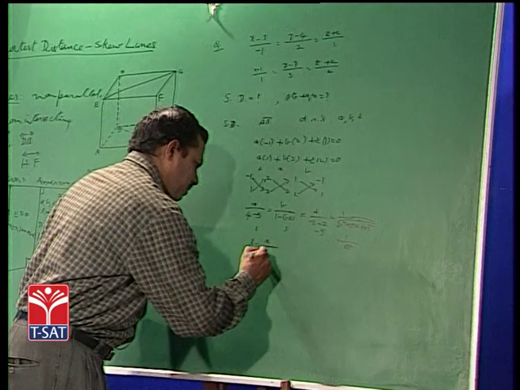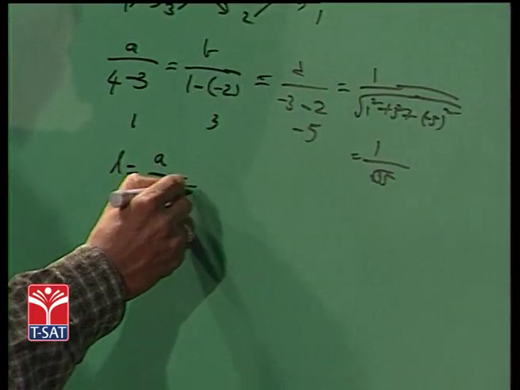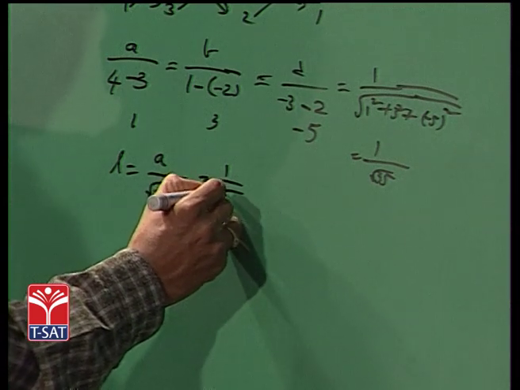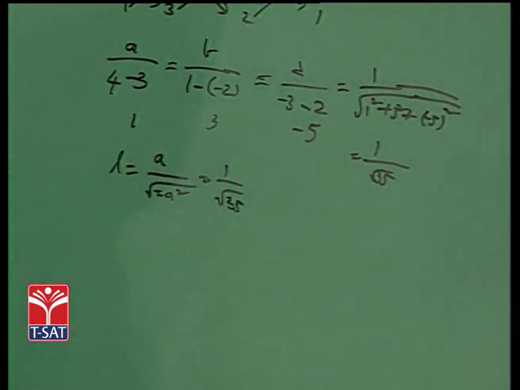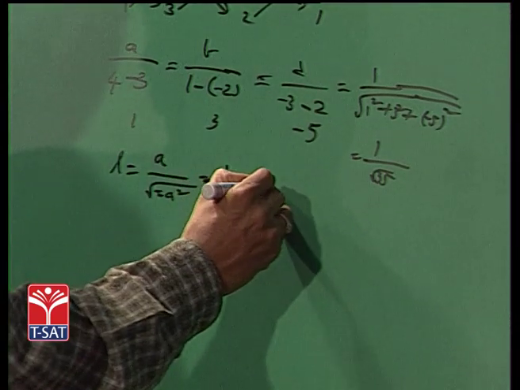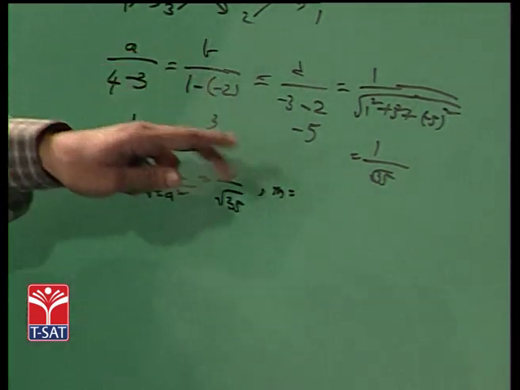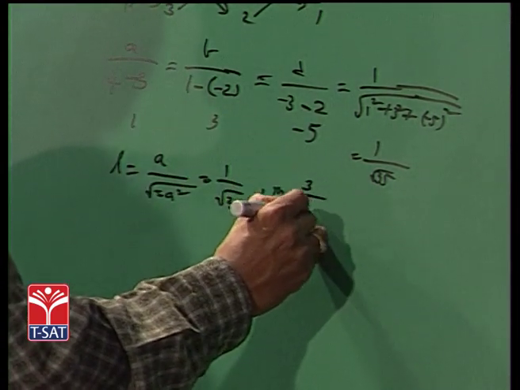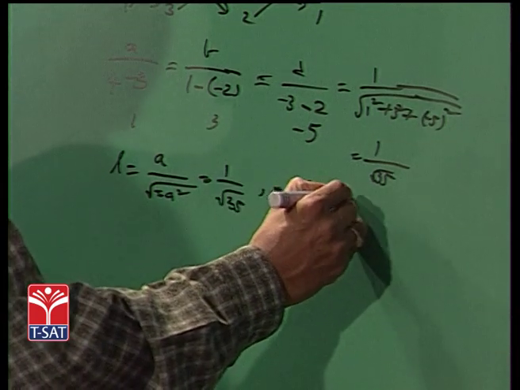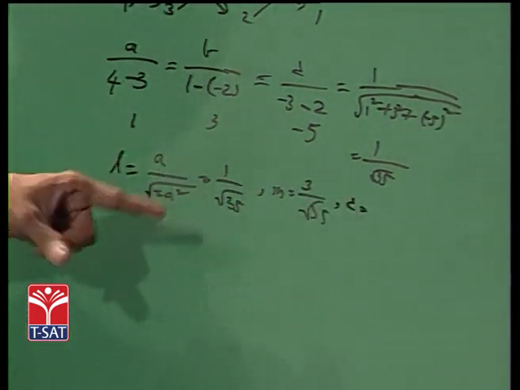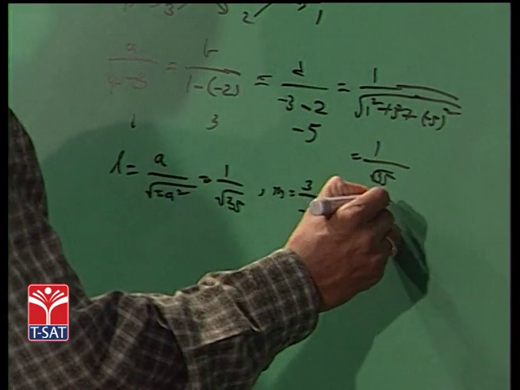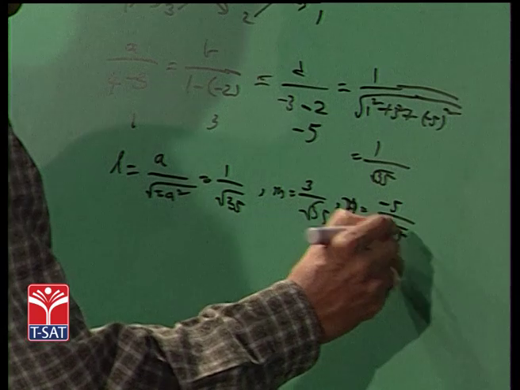A by square root of sigma A square. So, it is 1 by root 35, and M is B by this one, that is sigma A square under root, that is 3 by root 35, and C is the direction cosine N is equal to C, that is -5 by root 35.